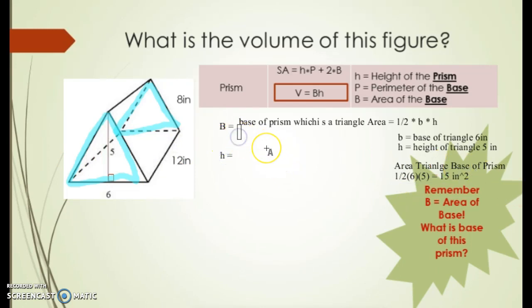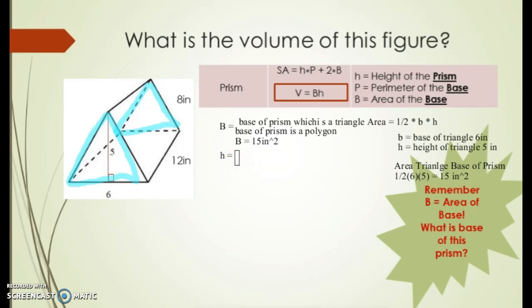So that's our B, and that's something students struggle with because it's a capital B. It's not a base. It's not a segment of anything. That's the lowercase b over here. This is a segment, the base of the triangle. Here they're talking about the base of the prism, and the base of the prism is a polygon. So our B in this case is going to be 15 inches squared.